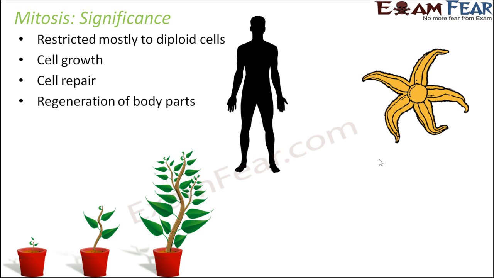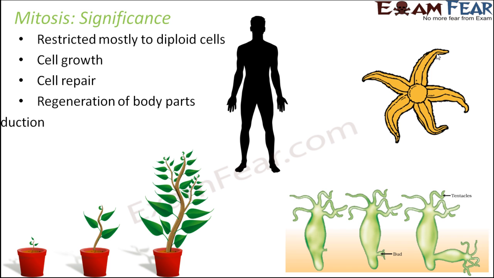Regeneration of body parts. For example, there are some organisms which can regenerate their lost body part. For example, starfish can regenerate their lost arms by the process of mitosis. So if it loses this arm, it can produce it again. That happens by mitotic cell division.